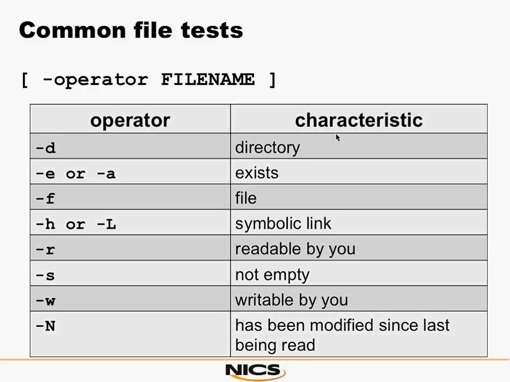The same thing can be done with files. You want to see if a file is a directory or if the file even exists. You know, if it's a shortcut, a symbolic link. Can you actually read it? Is there stuff in it? Is it writable? And has it been modified since you read it last? Now this is just a snapshot of the most common file tests. There are other things you can test as well, but for the most part, these are the most common.